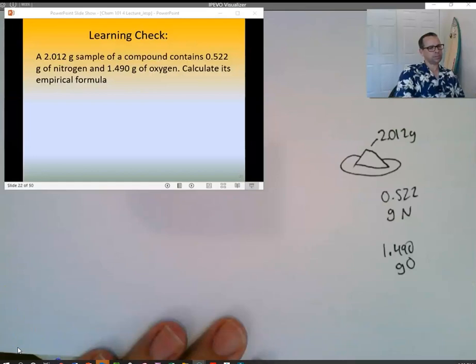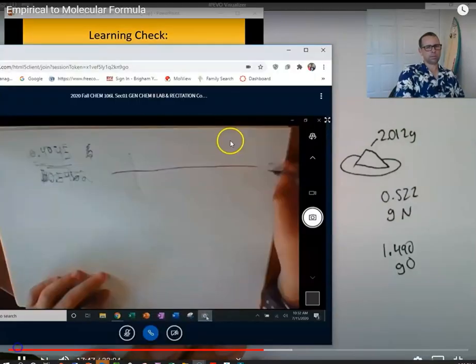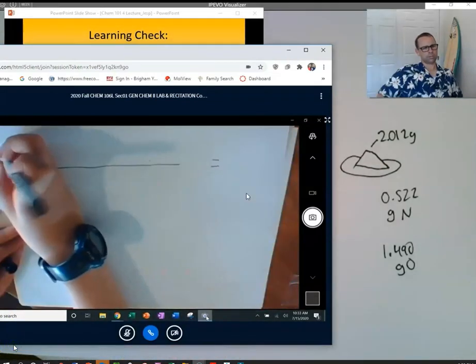Why don't you show me how to do it on your computer there? All right, so give yourself a little more space there. Okay, a little more space.